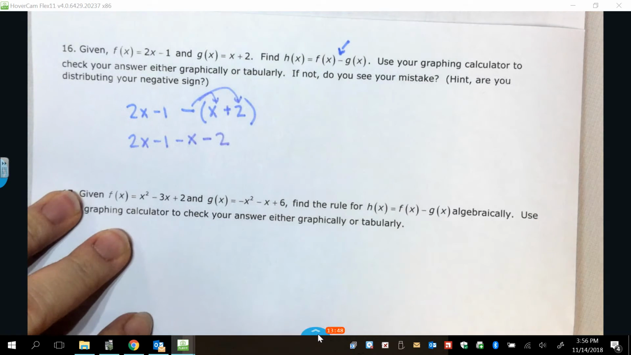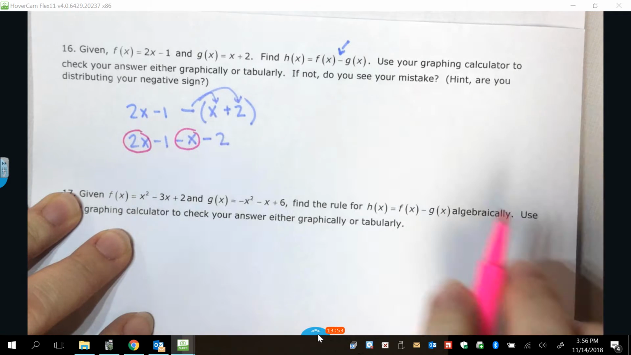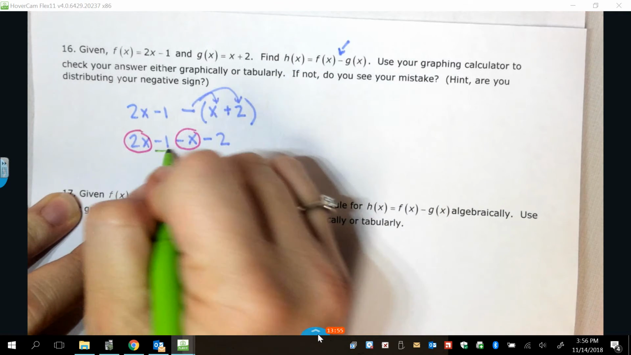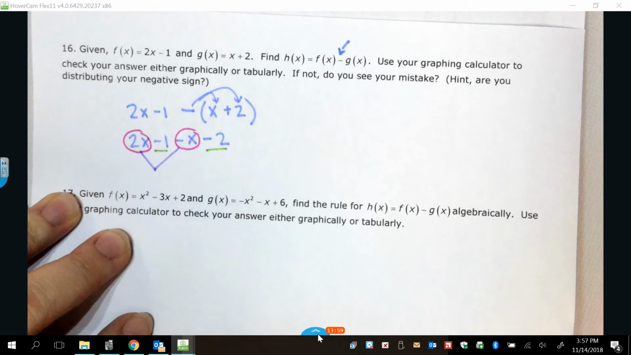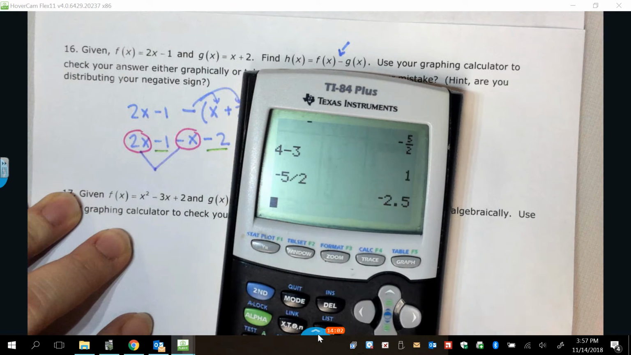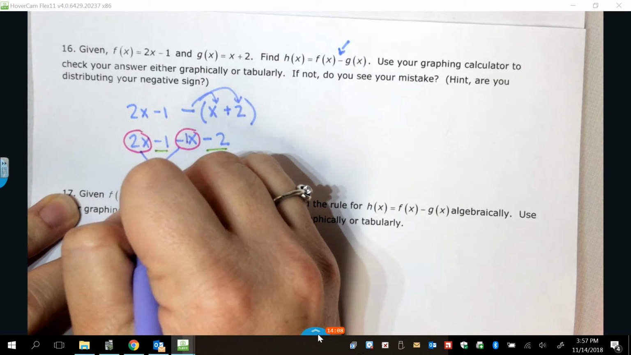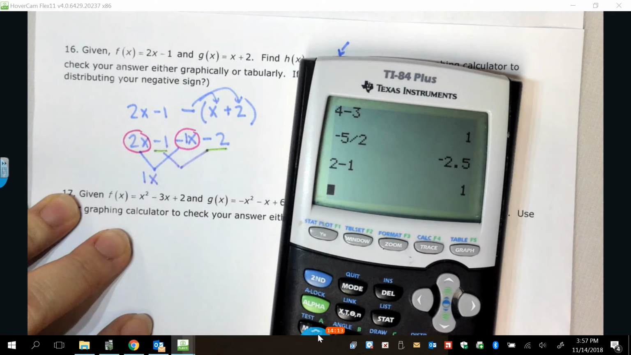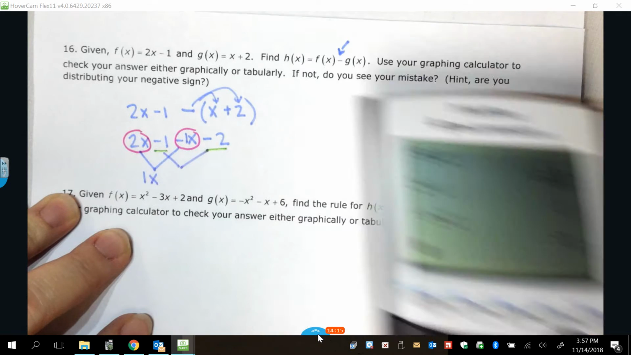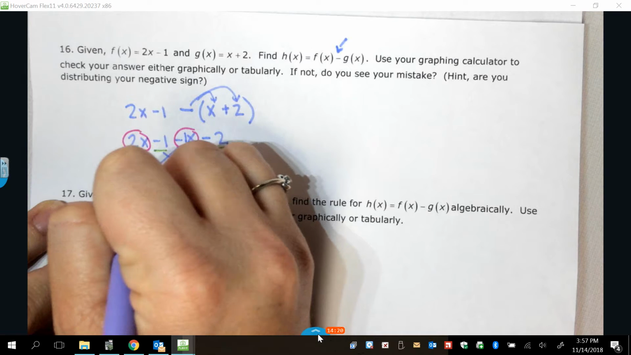And now I'm going to combine like terms. So I have 2x and negative x, and I have negative 1, negative 2. So 2x minus x, remember I can't type the x in the calculator, but 2 minus 1 is just 1x, so it's 1x, because this is the same thing as writing that. So 2 minus 1 is 1. And then negative 1 minus 2, so if you have troubles with that, negative 1 minus 2 is negative 3. So here is my h of x.